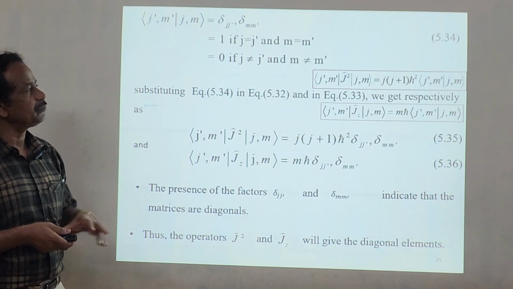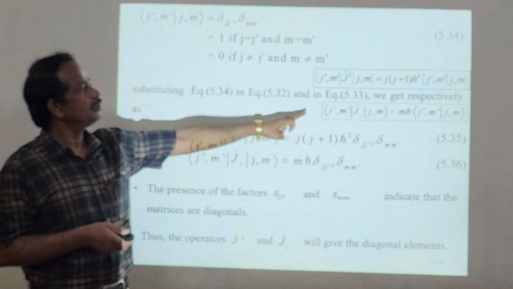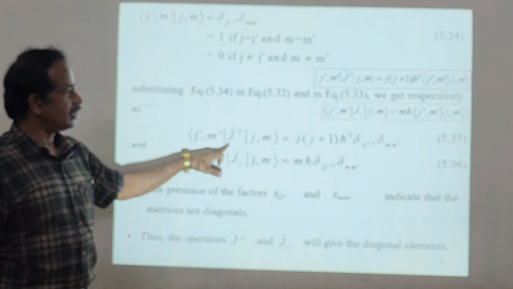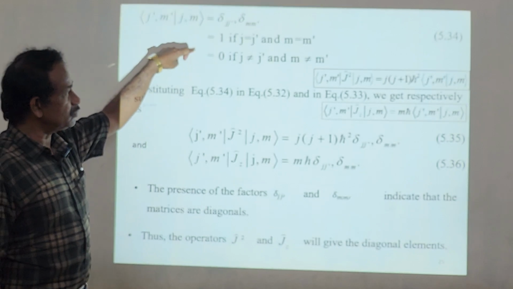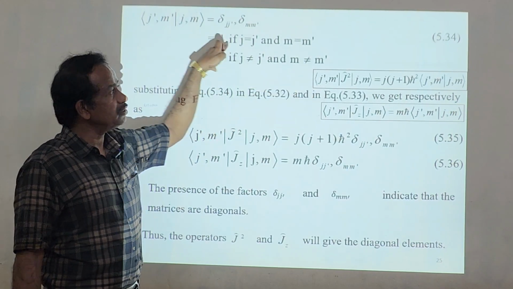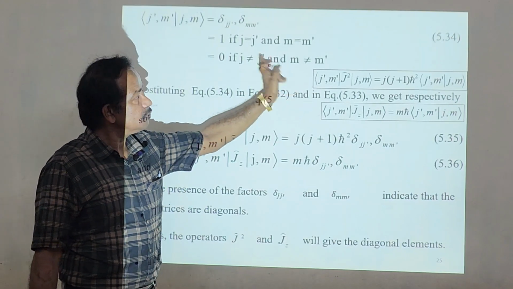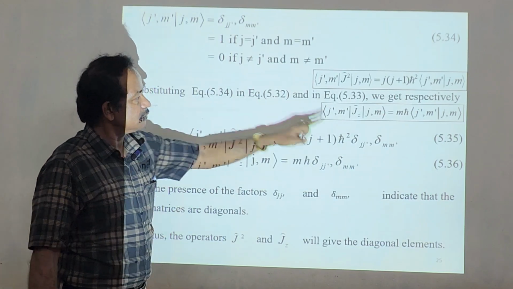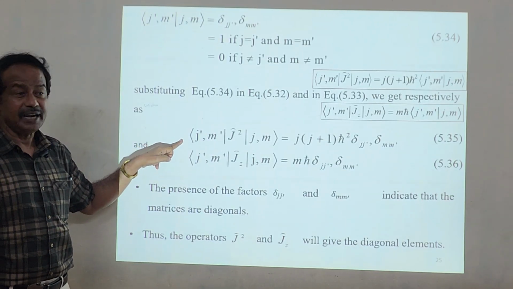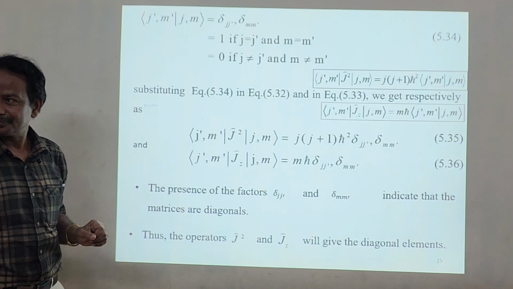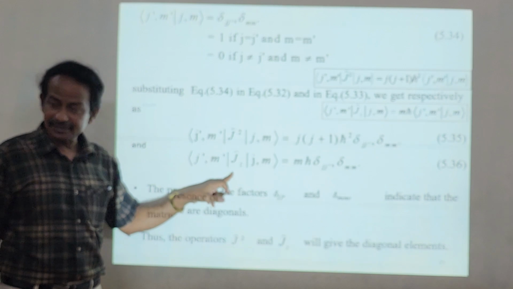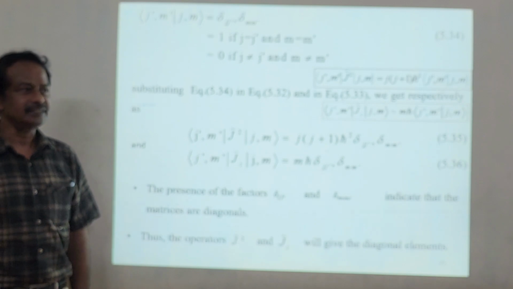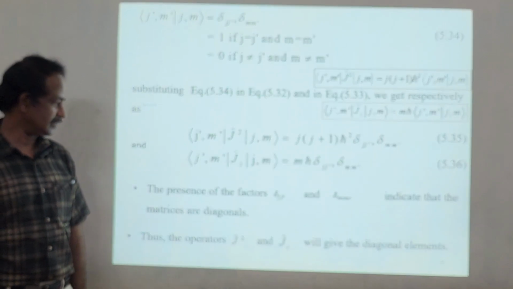Now substituting equation 5.34 in 5.32, we will have... Now we are going to substitute. So we have J squared; we are going to substitute this one in 5.32. This is 5.34, this is 5.32, you substitute here. So instead of J dash M dash, you substitute J comma M. So this is the complete expression for matrix elements of J squared. This is the complete expression for matrix elements of J z. That's it. So this is the expectation value of J squared, the expectation value of J z. So it's a matrix element in a matrix.